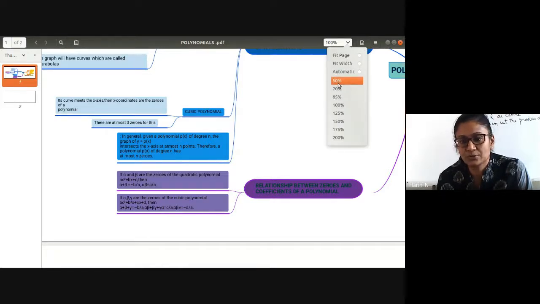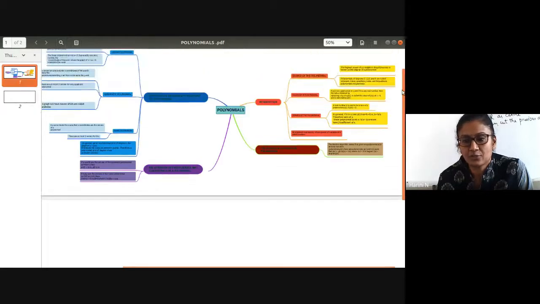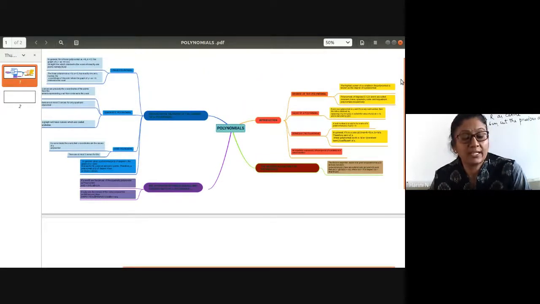I'll just reduce the concept map and show it to you. So this is how the concept map of the entire chapter would be like. This is also a concept map which I have not created. This is something that my students created last year, and see how nicely it is done.